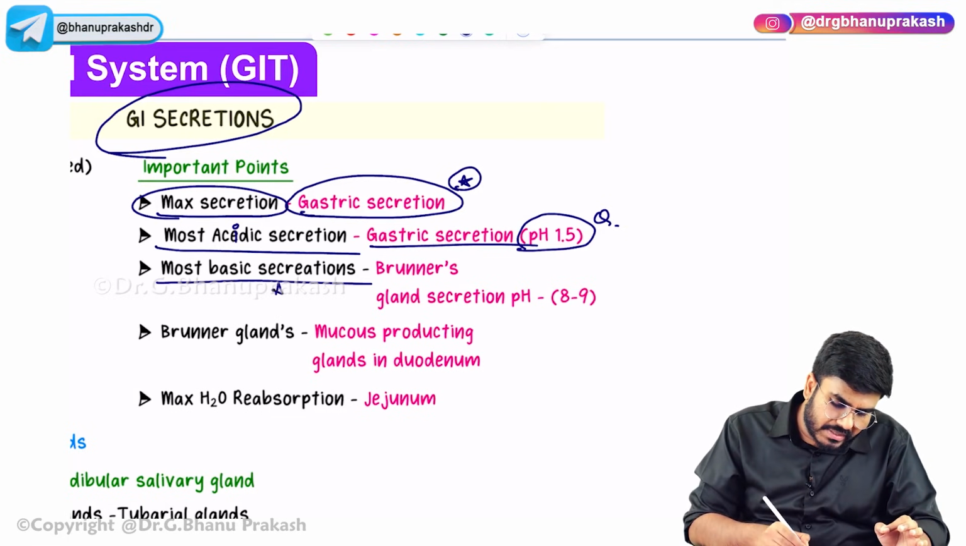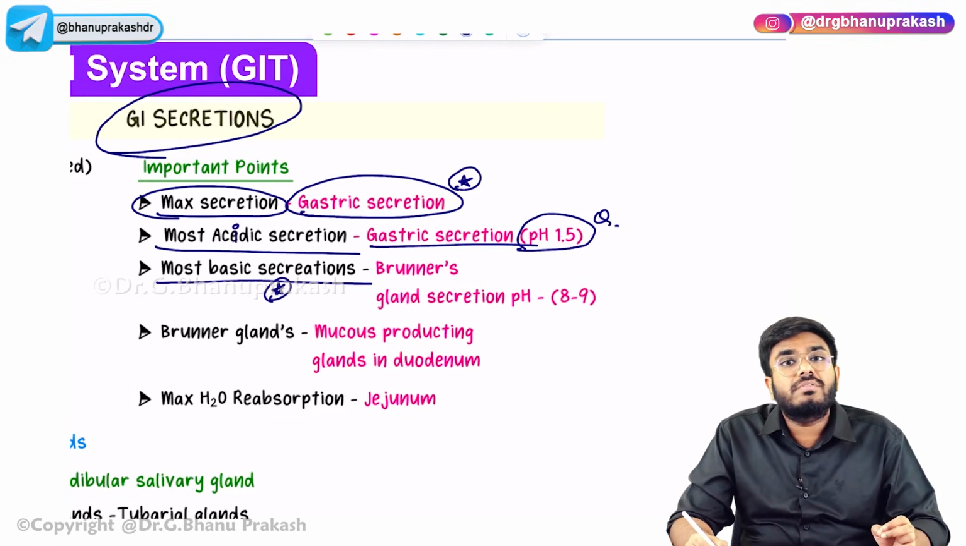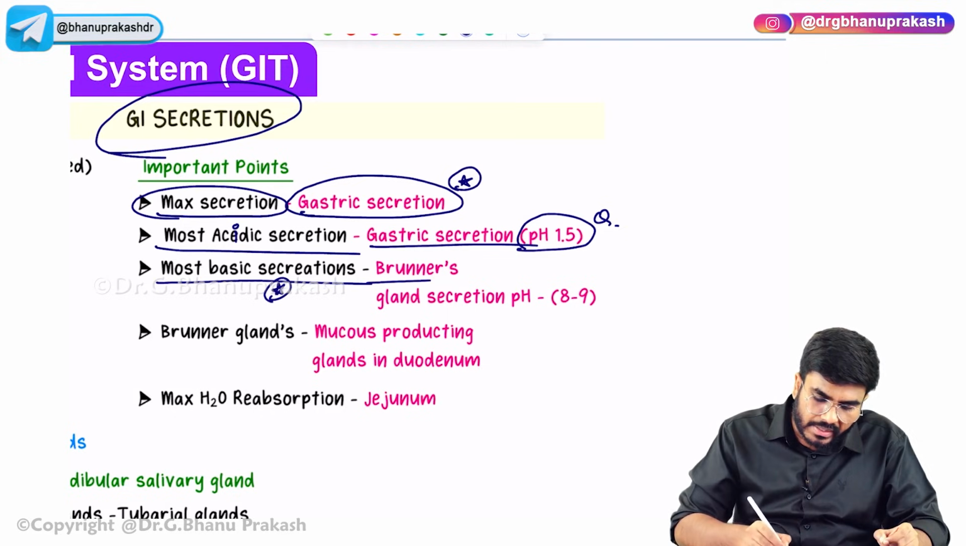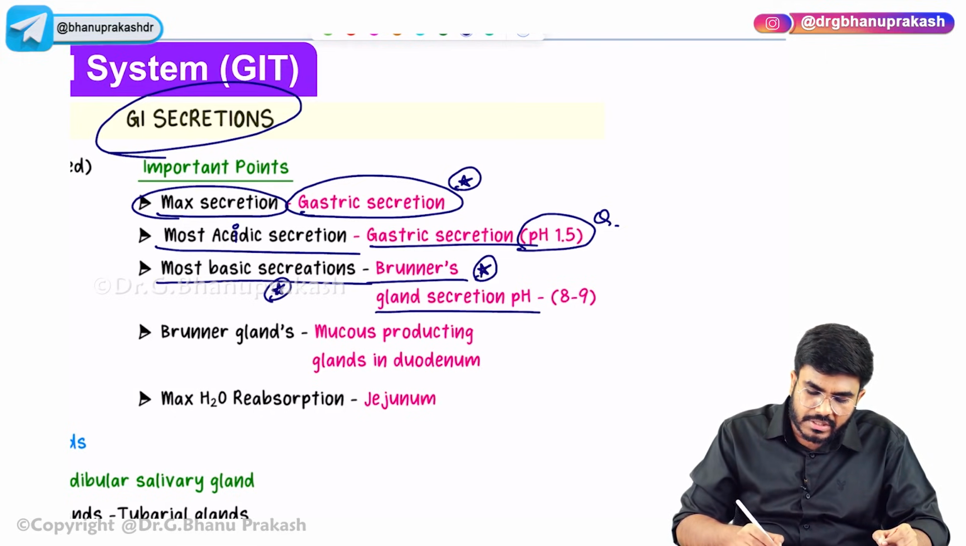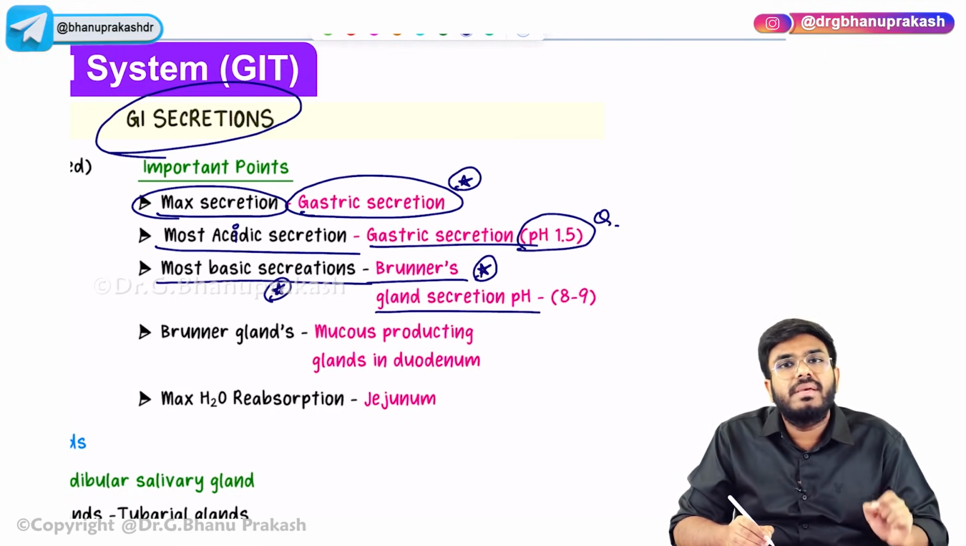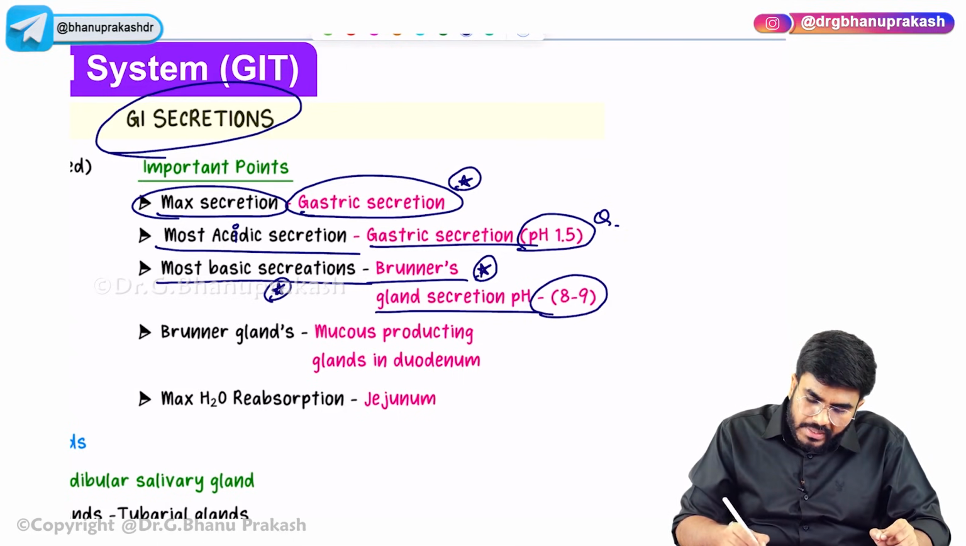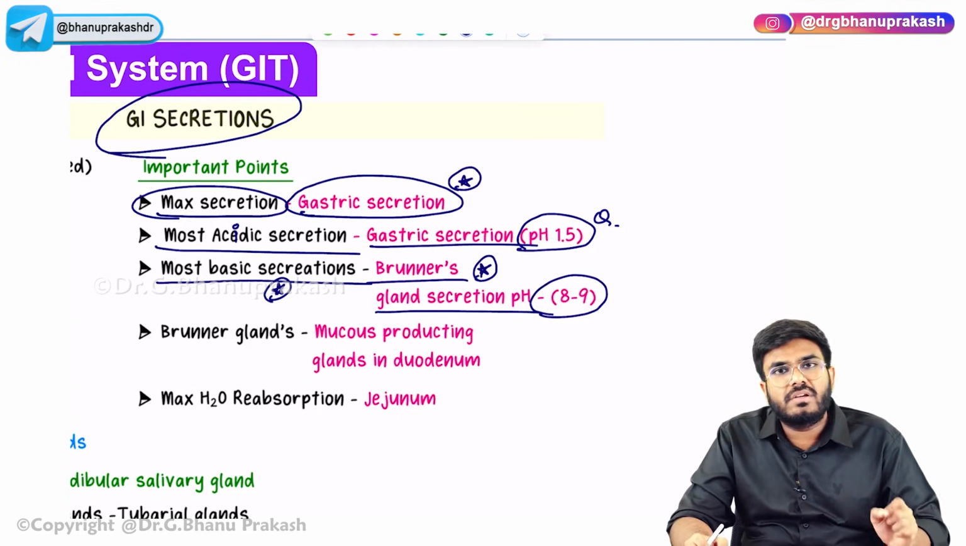Then what is the most basic secretion in the GIT? Most students will think the pancreatic secretions are more basic, but it's not the pancreatic secretions, it's the Brunner gland secretions. Brunner gland secretions are highly basic in nature. The pH of these Brunner gland secretions is going to be 8 to 9.